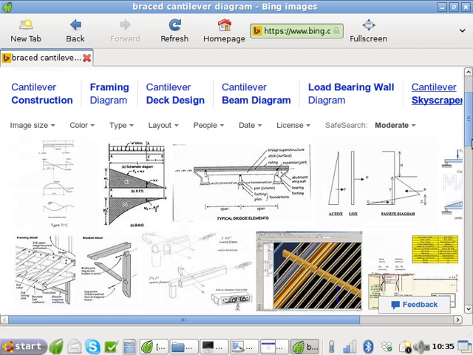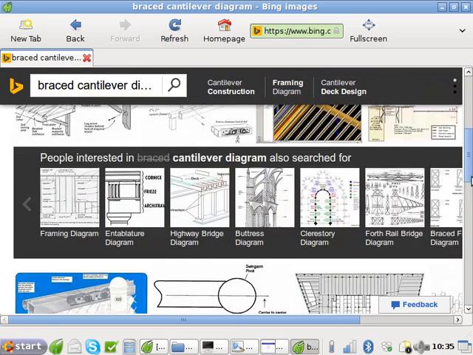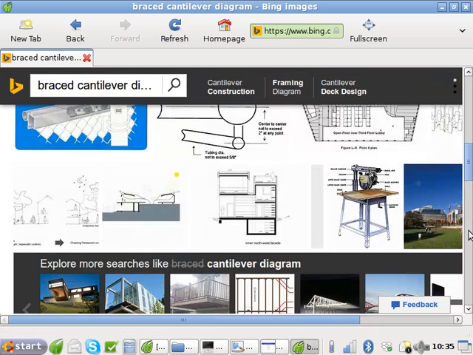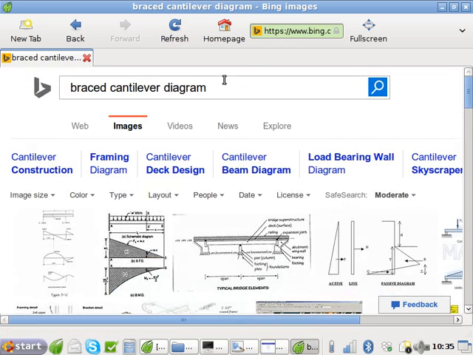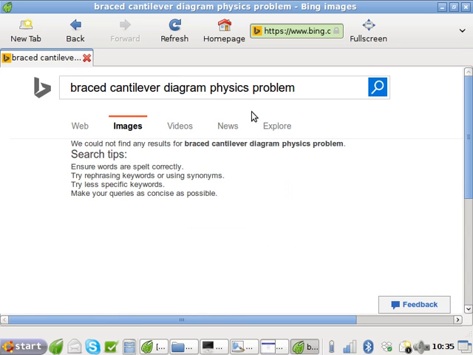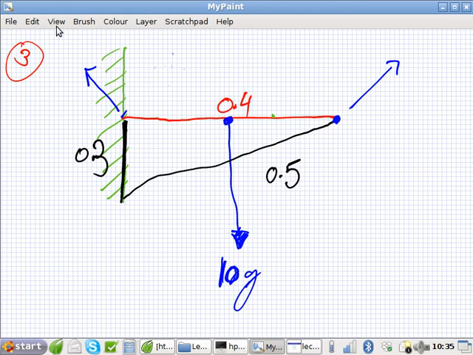No, sorry, Google won't help us. Maybe if I type in brace cantilever diagram physics problem. No, sorry, not gonna happen. We'll just think it's like this.